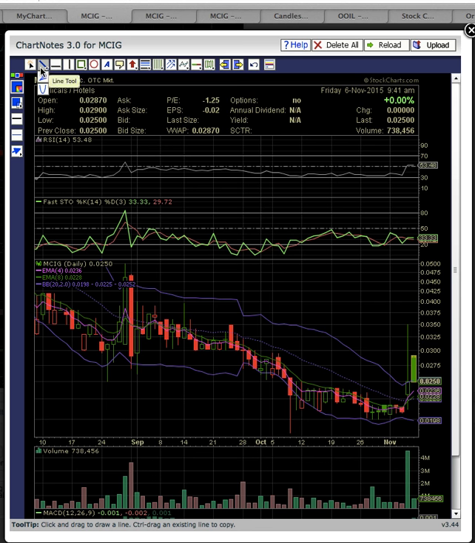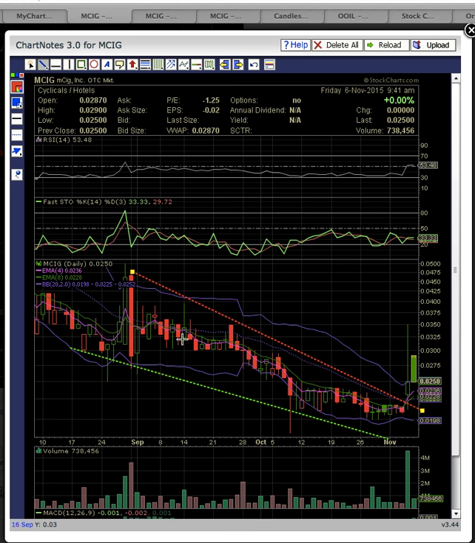We'll be looking at three charts. This first chart is a daily chart. Each candle represents 1 day of trading. As you can see here, MCIG was trading in this downtrend, riding the middle Bollinger Band resistance level. The middle Bollinger Band is this dotted purple line.